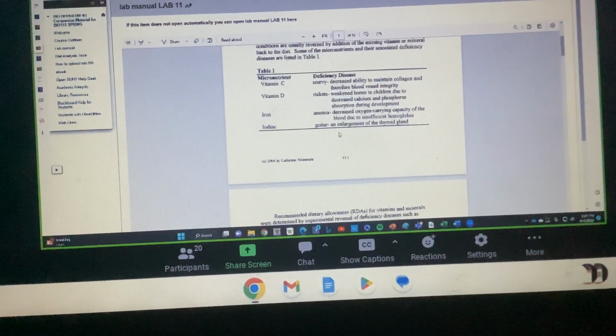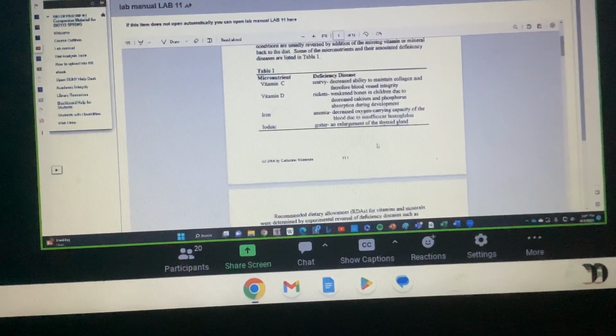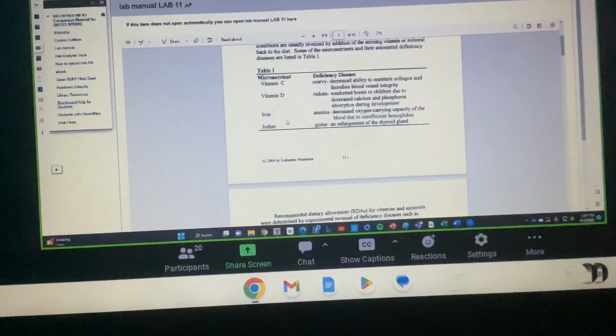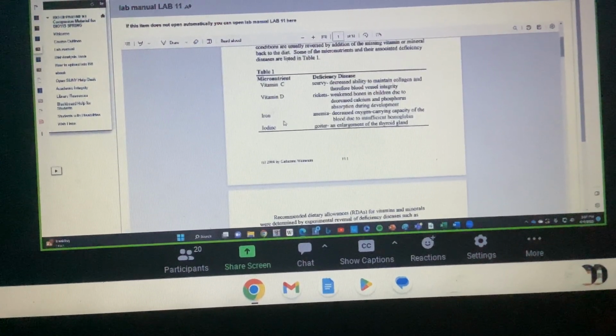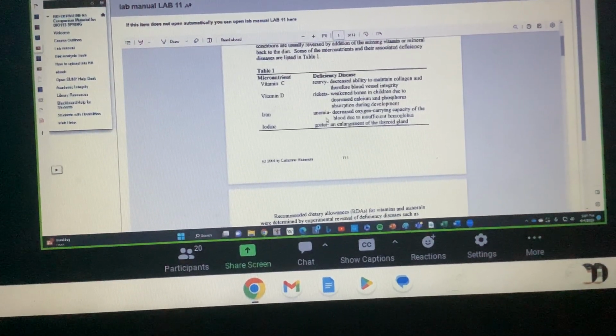Iron, if you're Popeye, could lead to anemia because we have decreased oxygen carrying capacity of the blood. And then finally, iodine, which we didn't cover these two. We didn't talk about minerals yet, so do not feel guilty if you didn't know that. Iron is the most common nutritional deficiency in the world and in the U.S., and it leads to iron-poor blood.